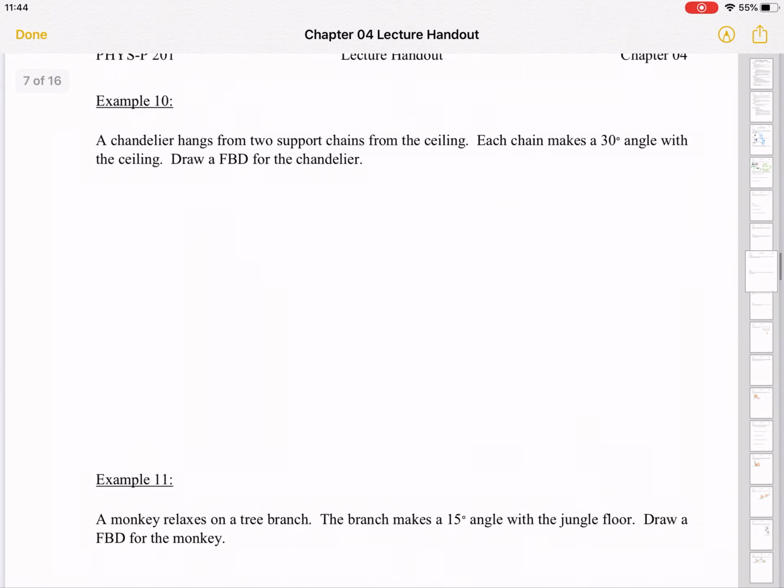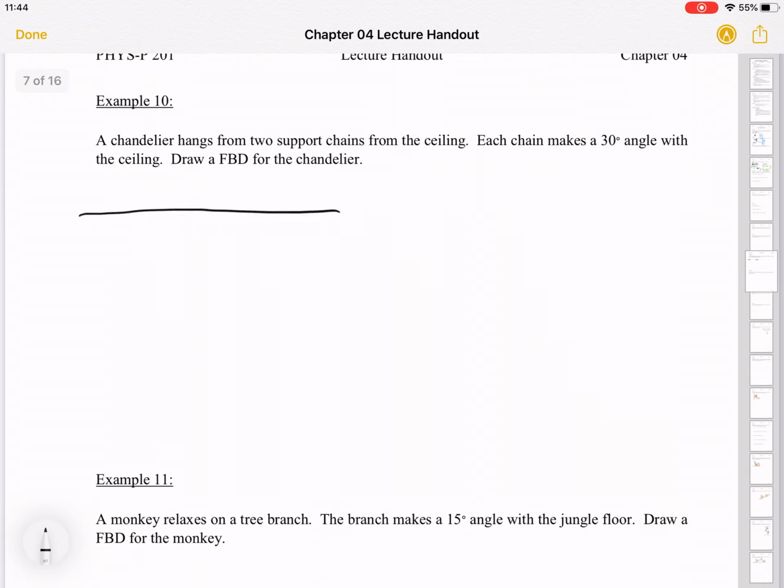Here, example number 10. A chandelier hangs from two support chains from the ceiling. Each chain makes a 30-degree angle with the ceiling. Draw a free body diagram. So the first step of any physics problem is to draw a picture. So that's what I'm going to do, is draw a picture.